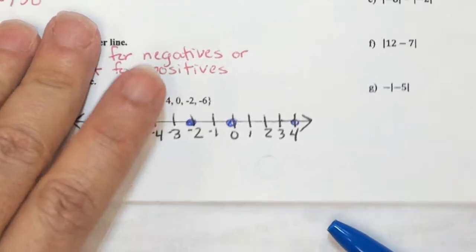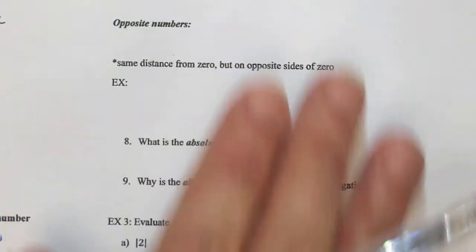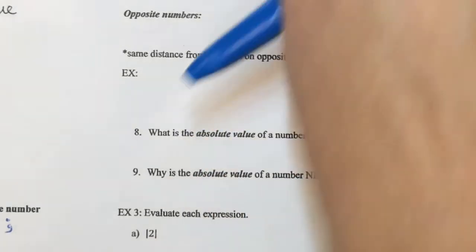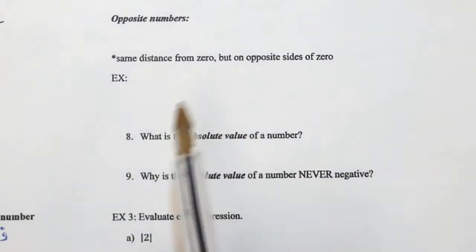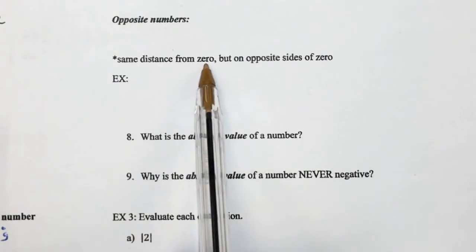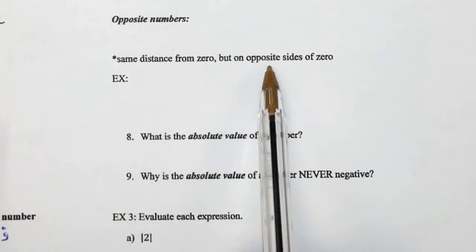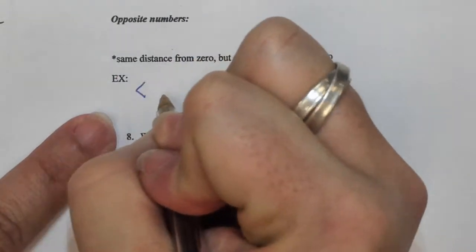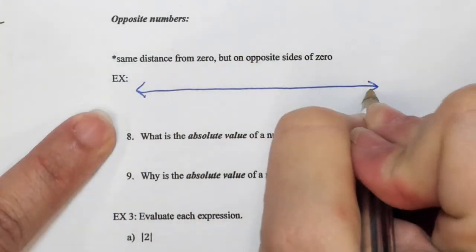Now, this is the lesson for today. This is the new stuff. We're going to be filling in this side. It's not hard. Here we go. Your opposite numbers are the same distance from 0, like we were just talking about 4 and -4, but on opposite sides of 0. So I'm going to do an example. I'm just going to do 2 and -2. Easy breezy.